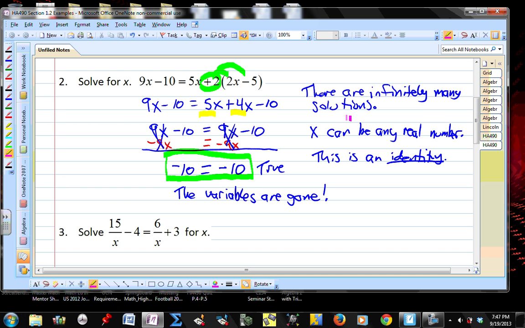So now we'll highlight our answer. There are infinitely many solutions, but we like to say two separate things. We like to say x can be any real number, which means this statement is an identity. Okay, so there's a new vocabulary word for us.